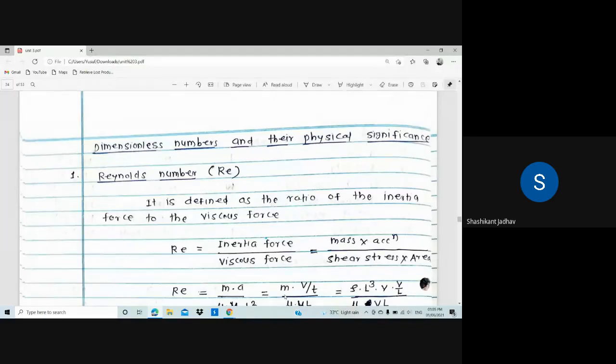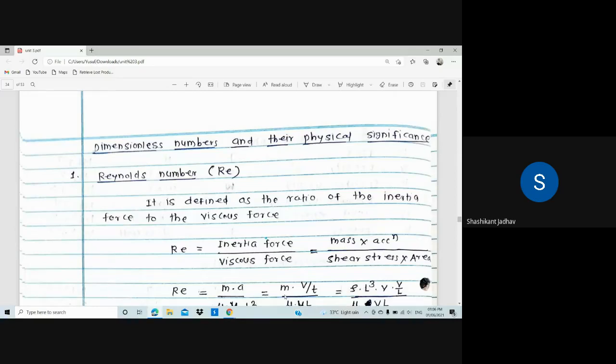Then what is meant by fundamental quantities and derived quantities? The quantity which does not depend upon other quantities is a fundamental quantity. And what is meant by secondary or derived quantity? The quantities which are expressed in terms of fundamental quantities are derived quantities.